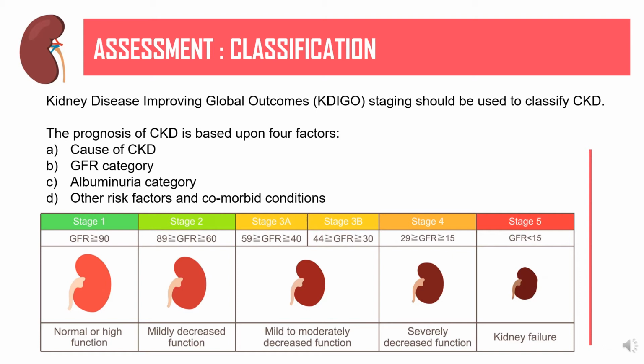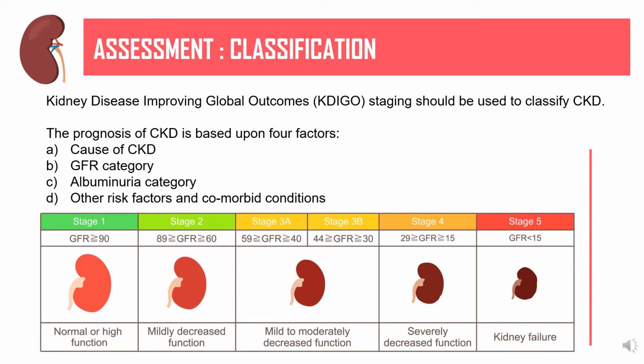The 5 stages depend on the calculated GFR value. Stage 1, stage 2, stage 3, stage 4, and stage 5. Stage 1 reflects that her kidney is of normal or high function, where the GFR value should be more than 90 ml per minute. If the GFR value is between 60 to 89, we can classify the patient as stage 2, and so on.